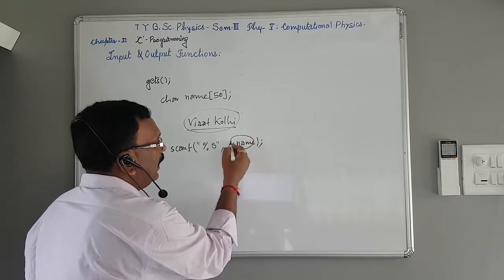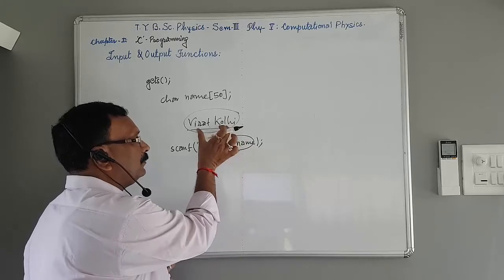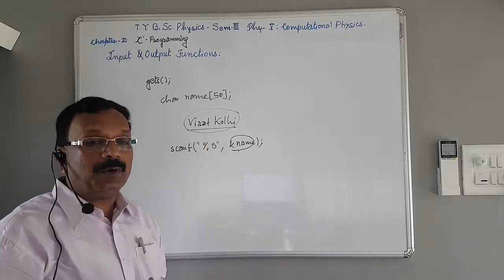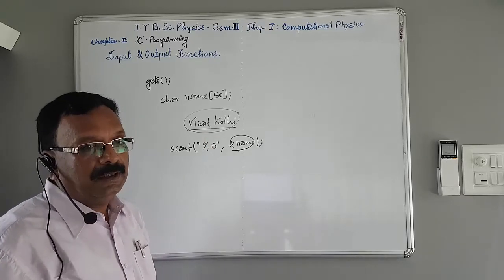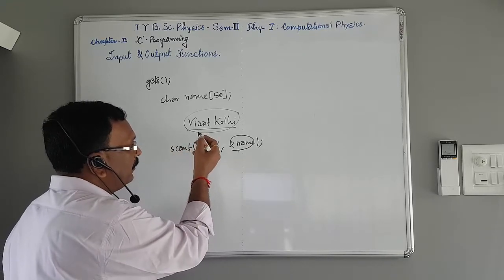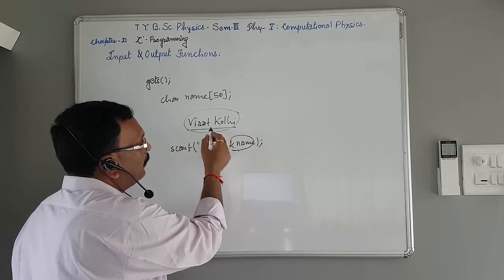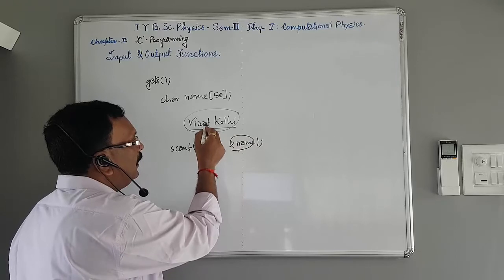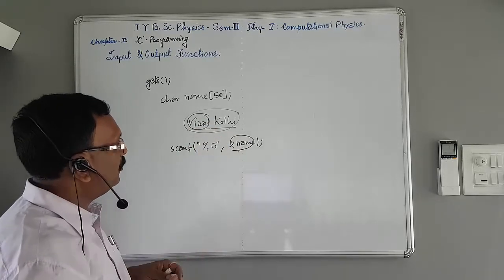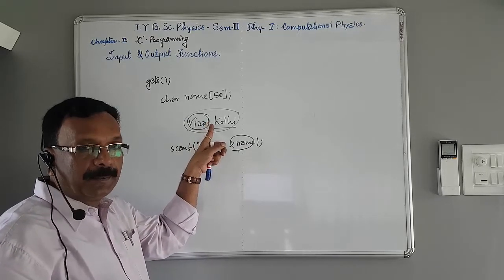And this is the address operator, which when we supply the data like Virat Kohli, is allotted to a memory location in the memory of the computer. When we supply the data through this statement, the computer is unable to read the data after the blank space. The computer reads only the data up to Virat and then the blank space.